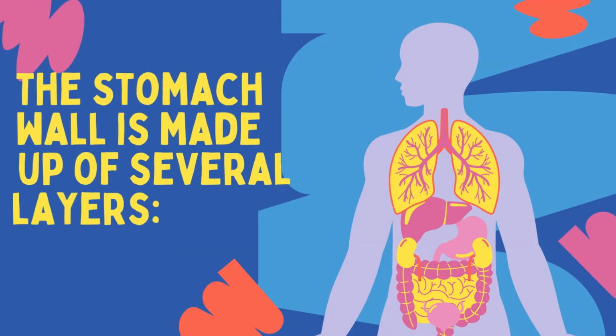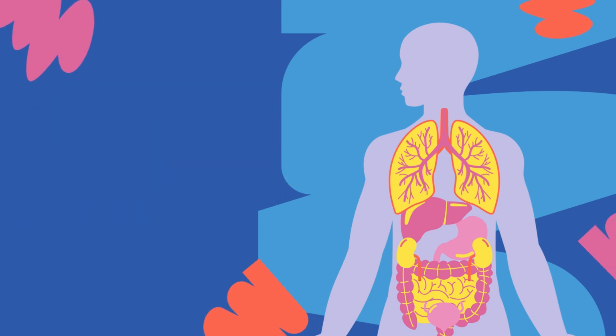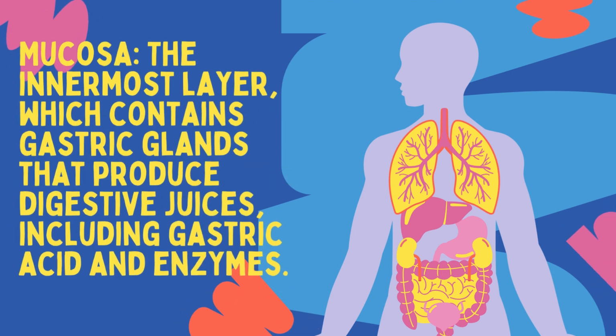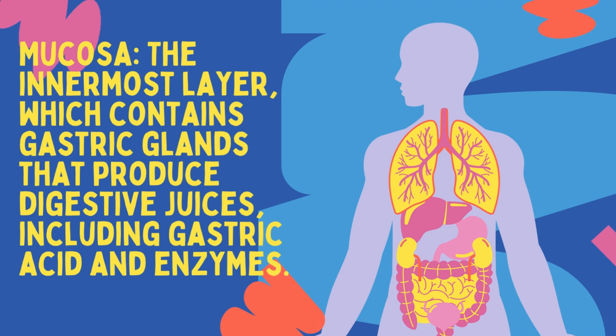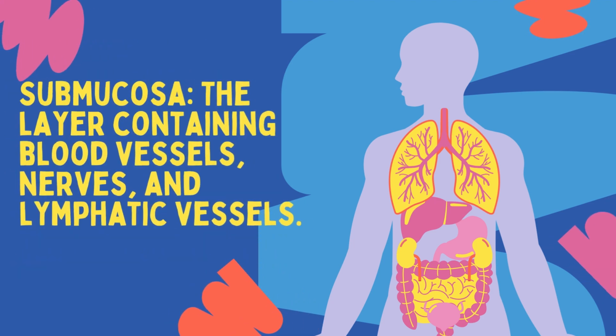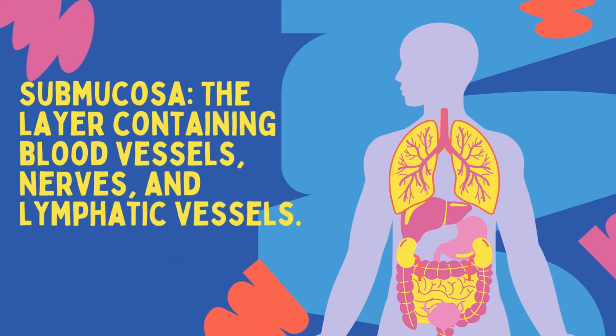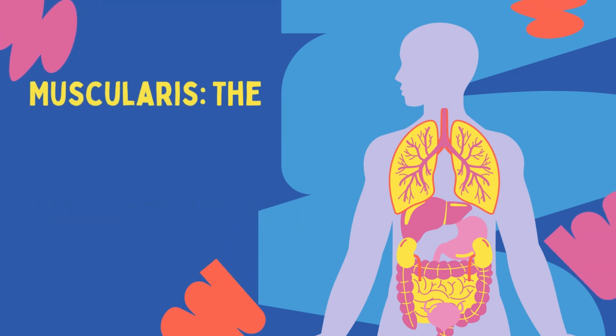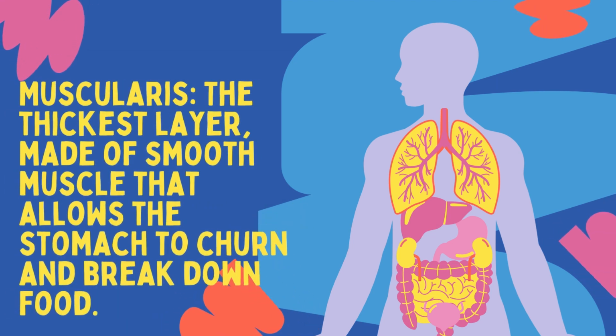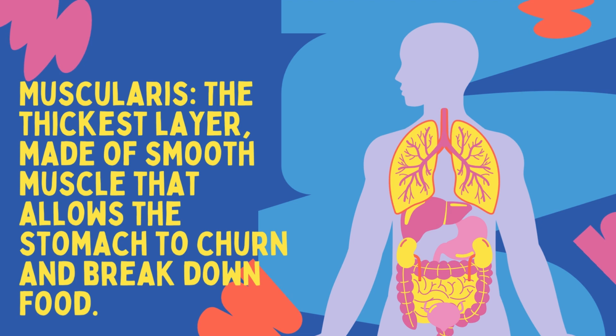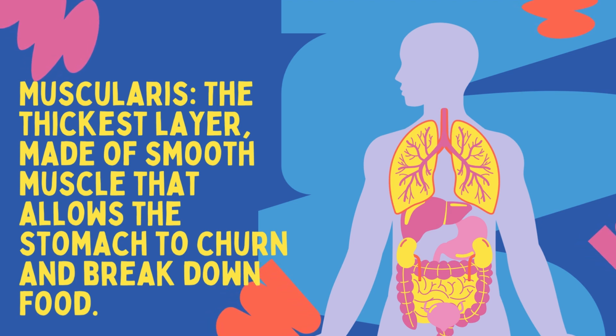The stomach wall is made up of several layers. Mucosa. The innermost layer, which contains gastric glands that produce digestive juices, including gastric acid and enzymes. Submucosa. The layer containing blood vessels, nerves, and lymphatic vessels. Muscularis. The thickest layer, made of smooth muscle that allows the stomach to churn and break down food.